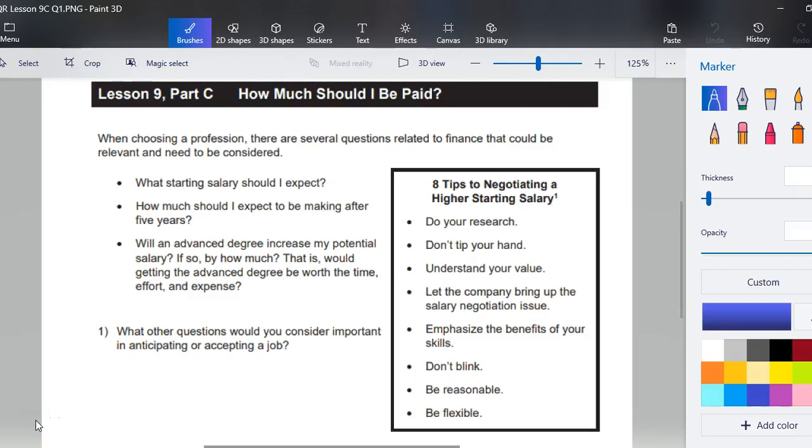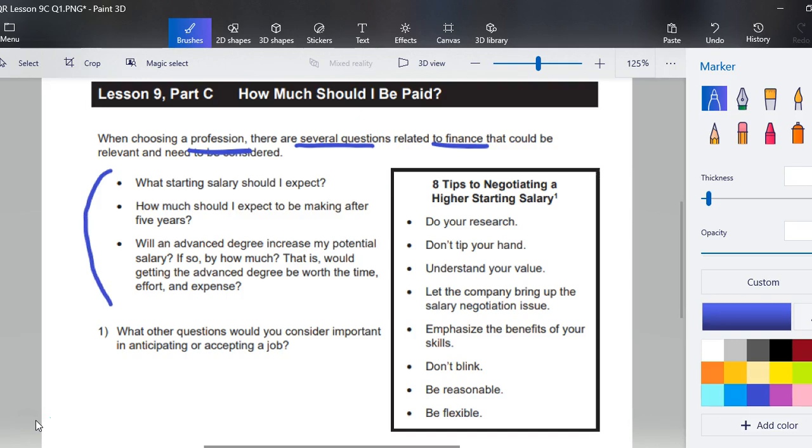Before we get started, think about when you've had job interviews. Did you talk about salary? And did you negotiate for a higher salary? Right here it starts talking about when choosing a profession. There are several questions related to finance that could be relevant and need to be considered.